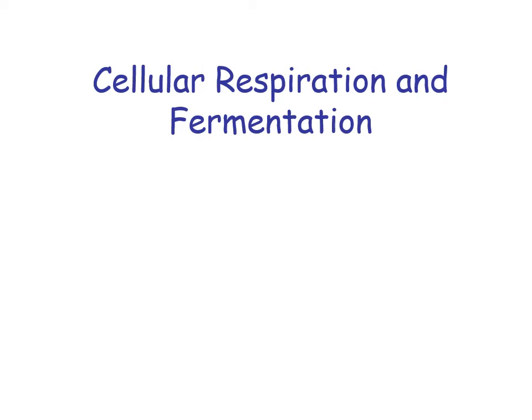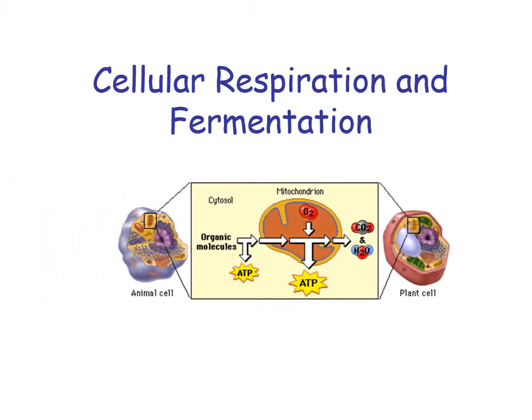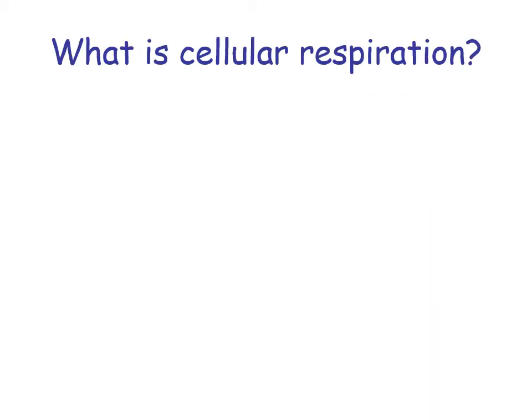Cellular respiration and fermentation. So here's a simple overview. One of the important things that I want you to note here is that in this process, where photosynthesis only occurred in one cell type, we will see this process occurring in both plant and animal cell types.